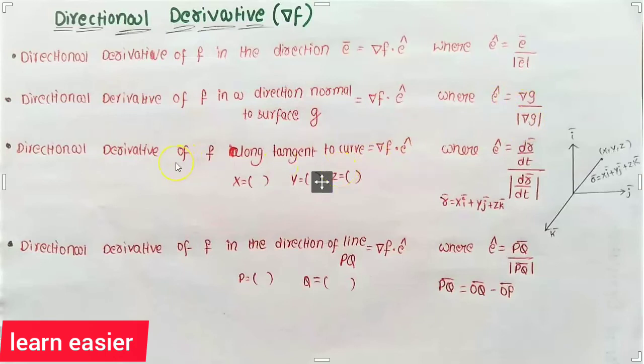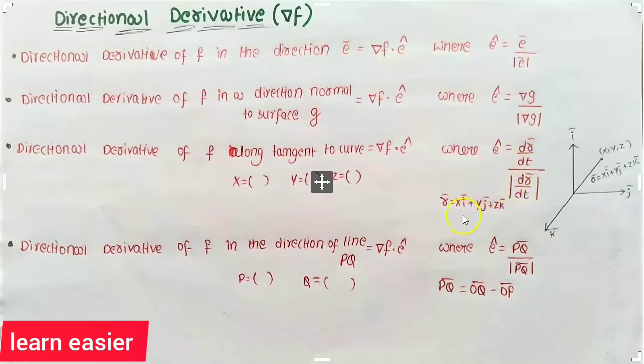Next we have the directional derivative of f along the tangent to the curve, that is del f dot e cap. Here the curve has the points x, y and z, which are functions of t, and we have to take the directional derivative of f, that is del f, along the tangent to the curve, which is del f dot e cap, where e cap is dr bar by dt by modulus of dr bar by dt.